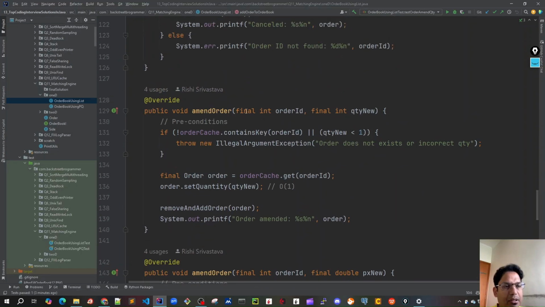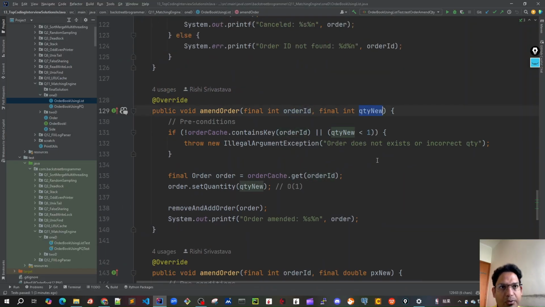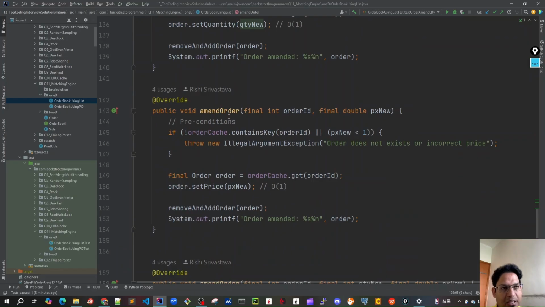In the previous one, we did it for OrderID for only the quantity part. Now this is the second API, second method, in which we are going to only amend the price. And as mentioned, if I change the price, there's a possibility of matching as well. First of all, whenever I try to amend an order, I expect that it should already be available in the order book. If it's not there, then it should throw an illegal argument exception. Or if the price is some garbled value, first of all, price cannot be less than 1. If it's less than 1, then it's definitely an error from the client side, and thus we have to throw an exception.